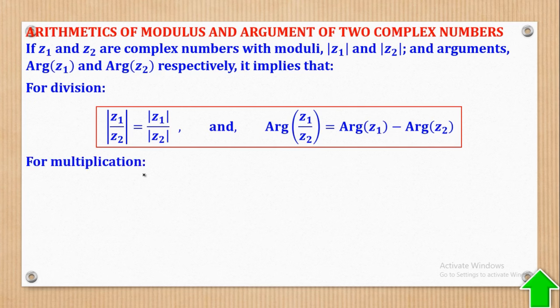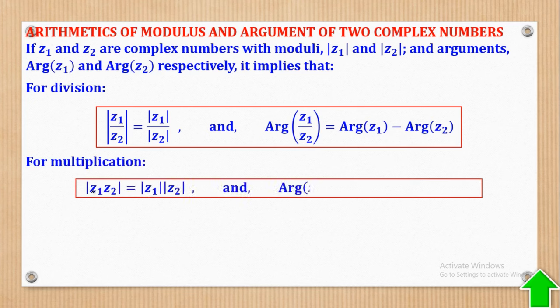What about for multiplication? For multiplication, the modulus of the product is the same as the individual moduli when they are multiplied. So modulus of z1 z2 is the same as modulus of z1 times modulus of z2. But when it comes to argument, just like it is in logarithm, log of a b is the same as log a plus log b. So in the same case also, argument of z1 z2 is the same as argument of z1 plus argument of z2.